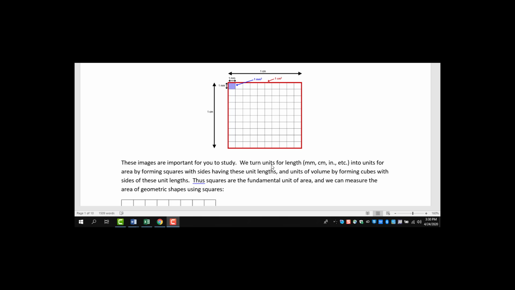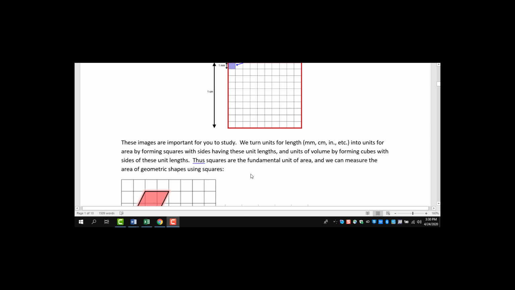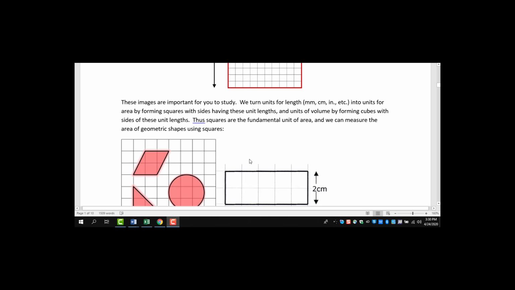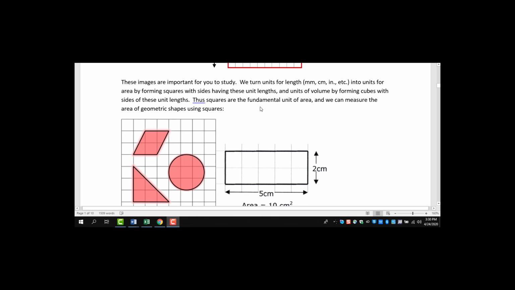So we're going to turn the units of length, millimeter, centimeter, inch, etc., into units for area. We take units for length and turn them into units of area by squaring them. And for units of volume, we take the units of length and cube them, right? That's how volume and area are defined. The square is the fundamental unit of area. We can measure the area of geometric shapes using squares.